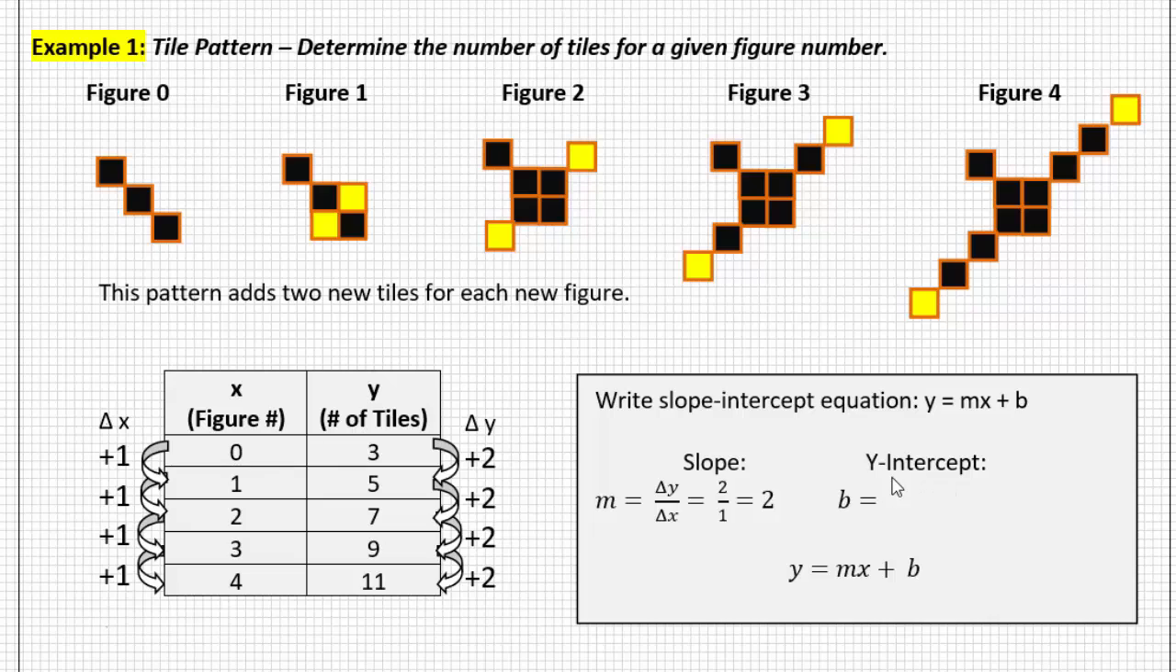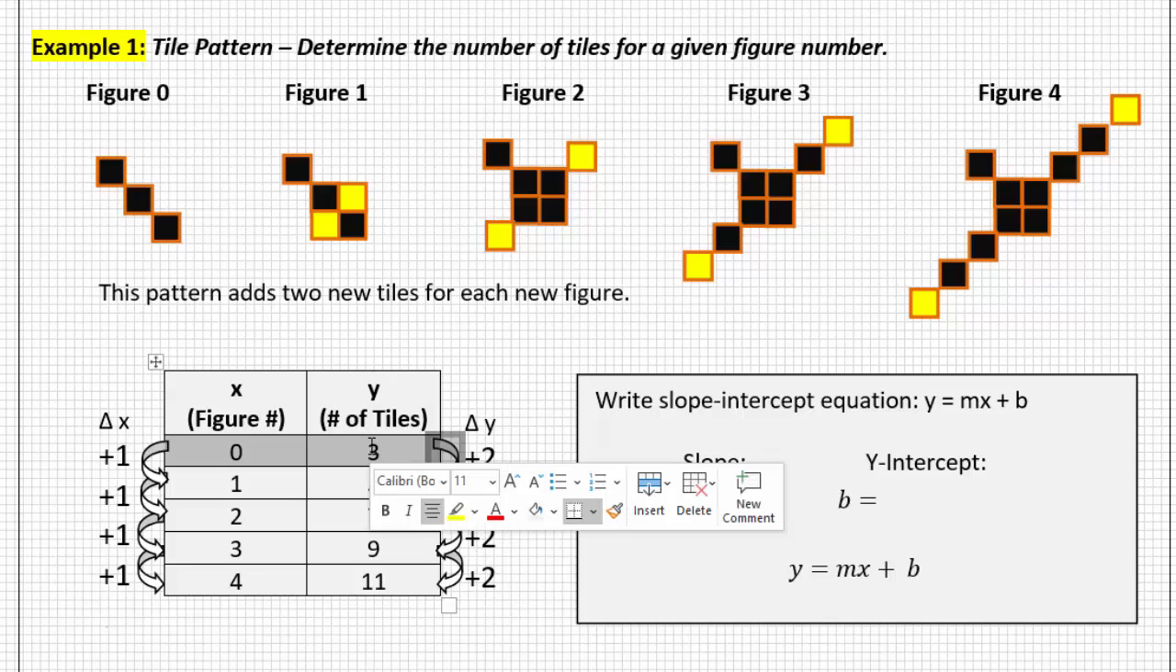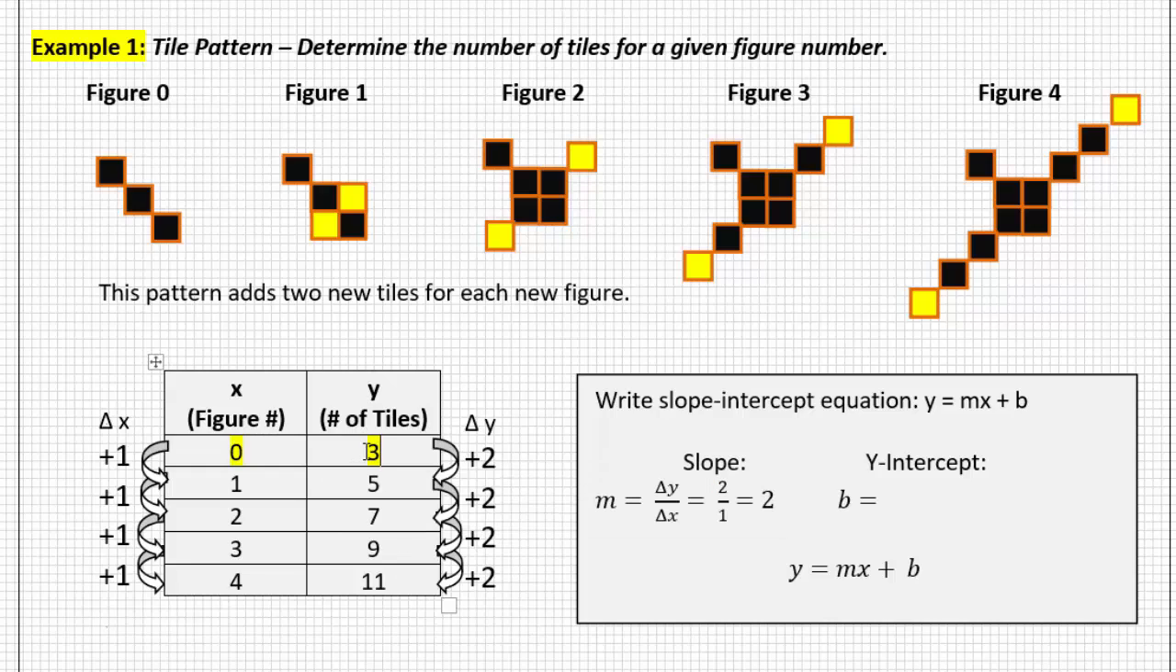And now we just need to find the y-intercept. You might remember from a graph that our y-intercept is where it crosses the y-axis, or when the value of x is 0. And so in our table we can see that when x is 0, our starting figure, when we first look at it, it has 3 tiles. So this, right here, 0, 3, would give us our starting value. This will be our y-intercept. So our b value for this equation is 3.